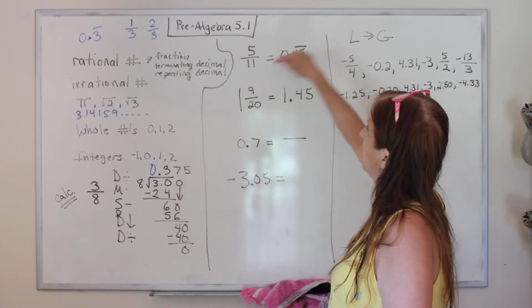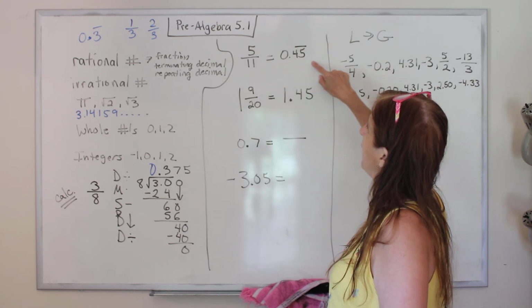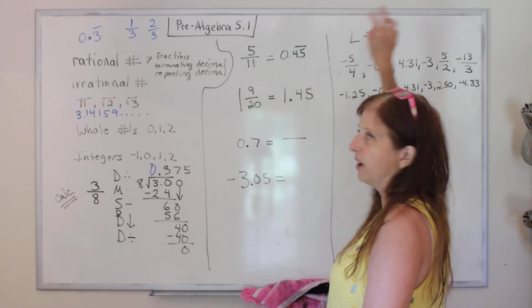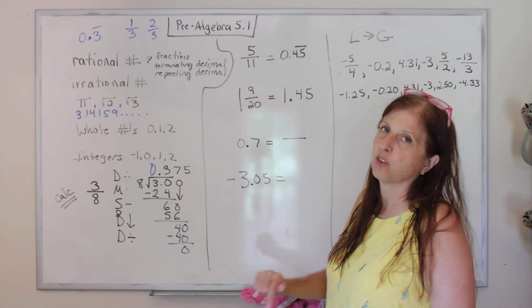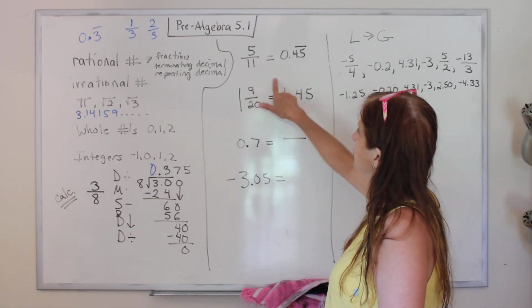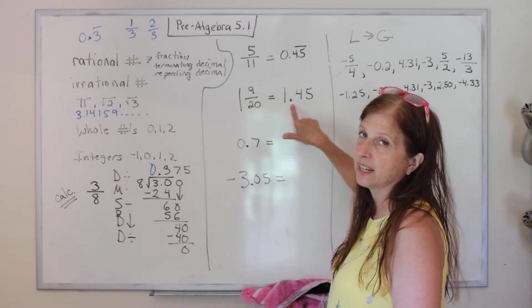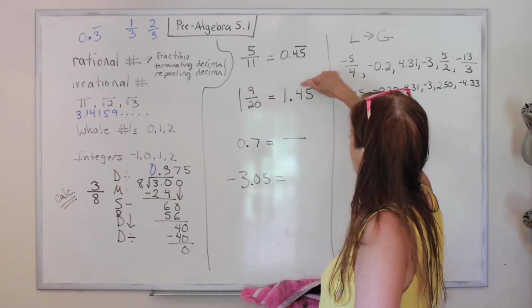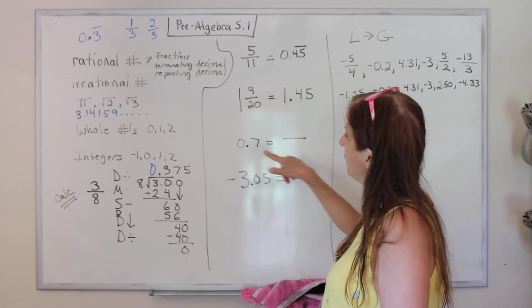5 divided by 11, enter. 0.45 repeating. You make the bar, it goes 4, 5, 4, 5, 4, 5. You put the bar over both the 4 and the 5. What about if it's like this? First, you just write the whole number in the decimal, then do 9 divided by 20 on your calculator, and it's 4, 5.